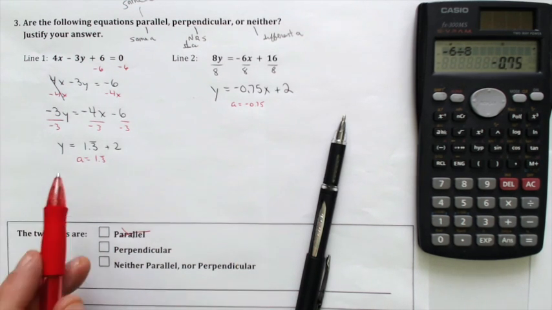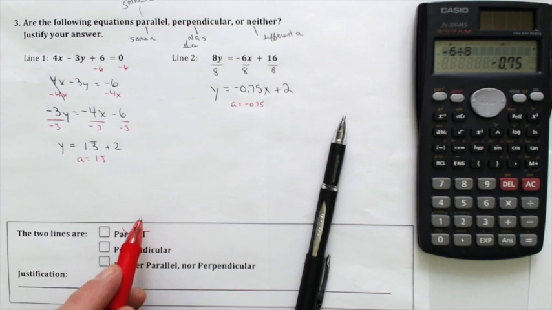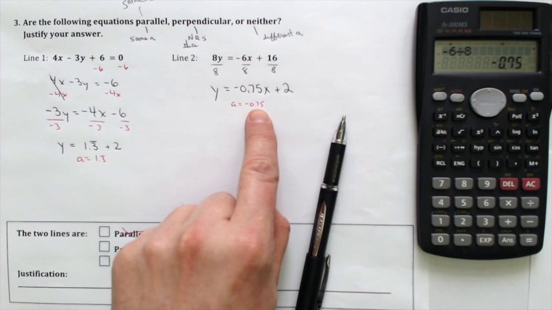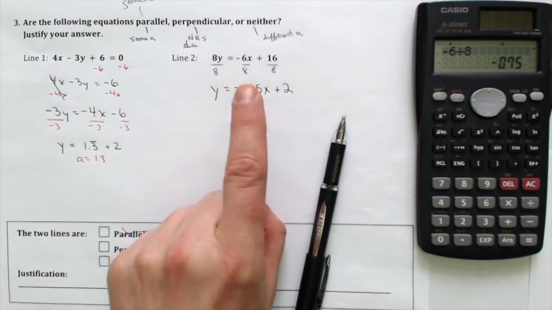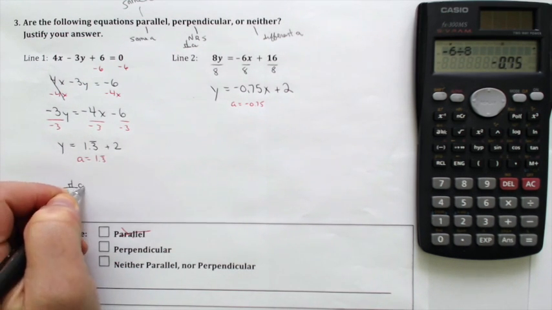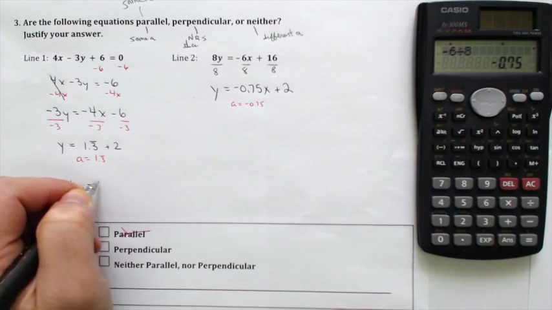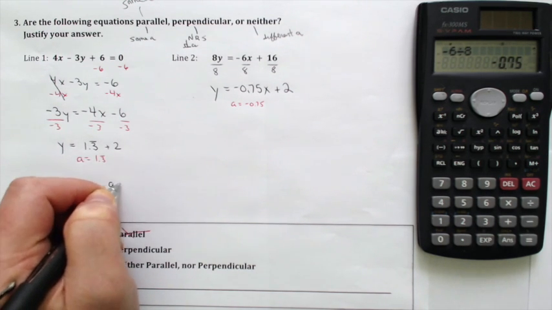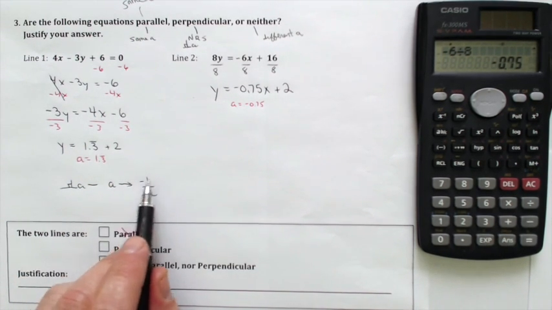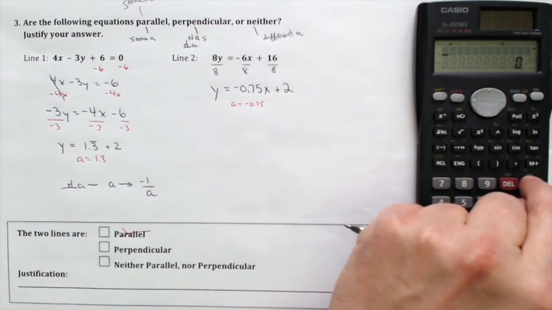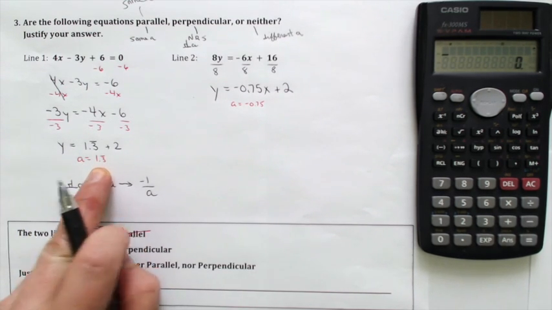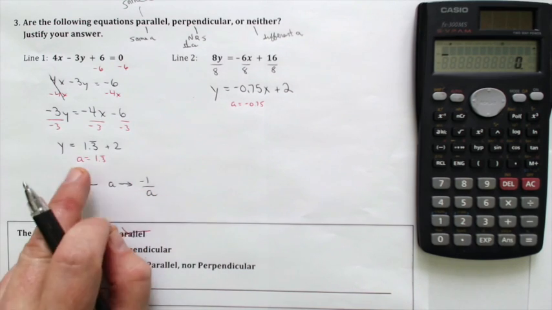So how do I do that? Well, I have to take the negative reciprocal of this A right here. And when I take the negative reciprocal of 1.3 repeating, if I get this number, then this tells me that the lines are perpendicular. So we'll see what happens. I'm going to get that perpendicular A by saying, okay, take your original A, and that's going to change into negative 1 over A, right? So change the sign and flip the fraction. So on your calculator, what we're going to do is go negative 1 divided by 1.3 repeating.